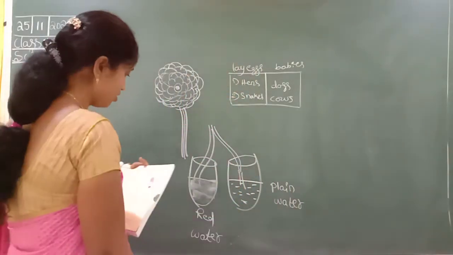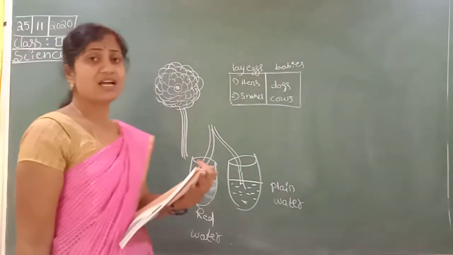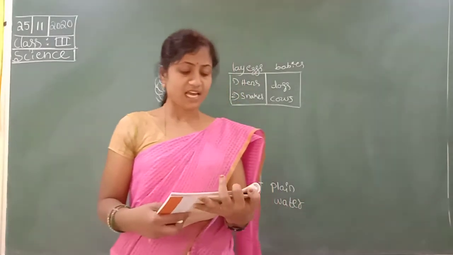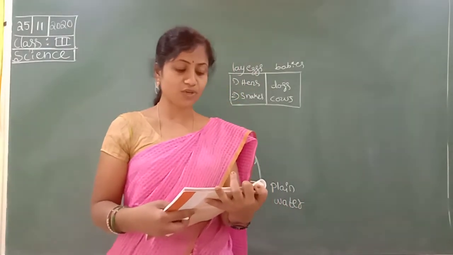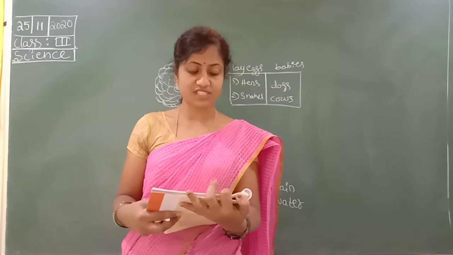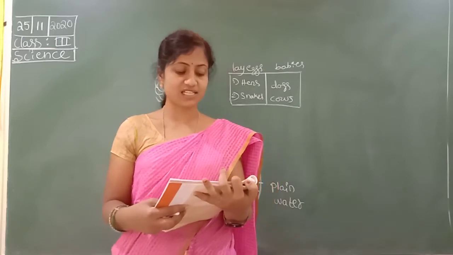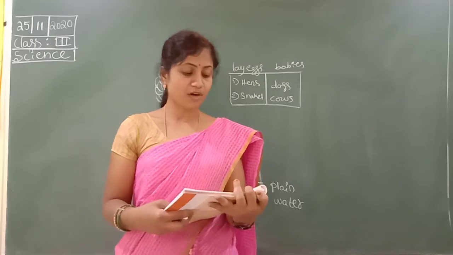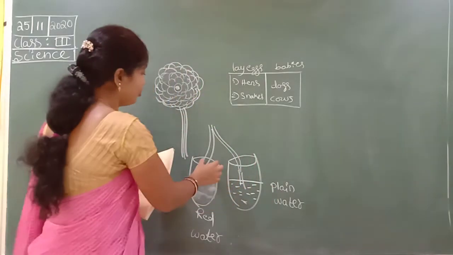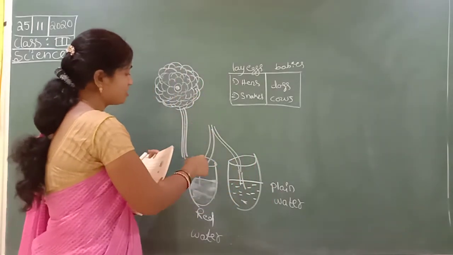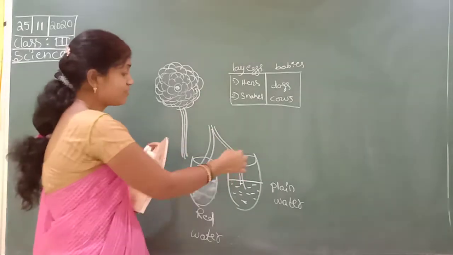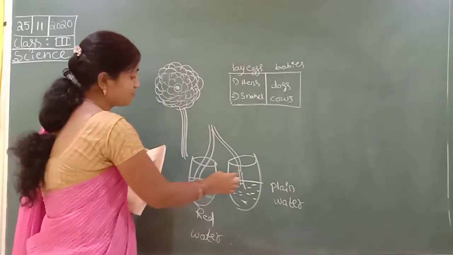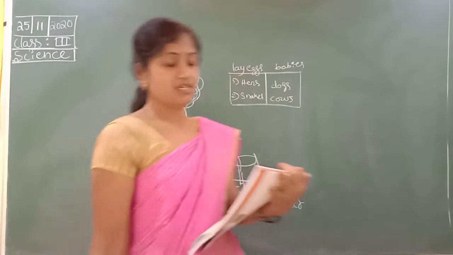So, you have to do the experiment. Place the flower into the two glasses, one part of the stem in each of the glasses. You are dividing the stem into two parts, and you keep one part in each glass like that.